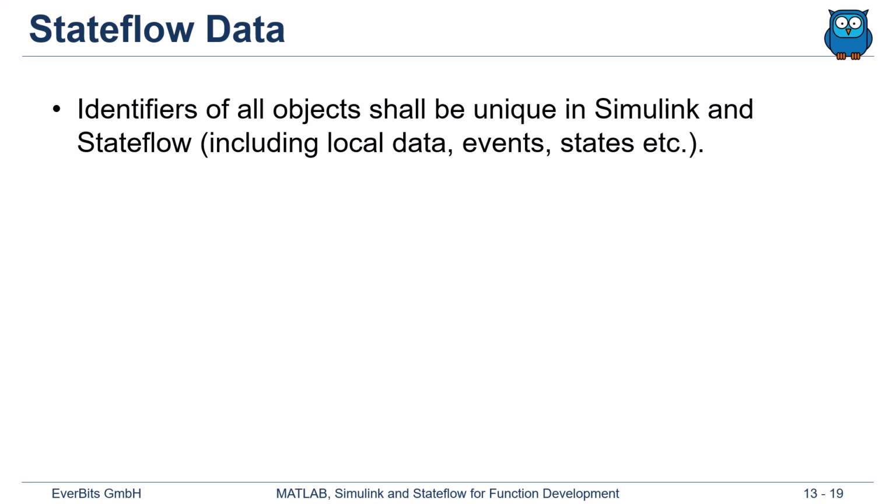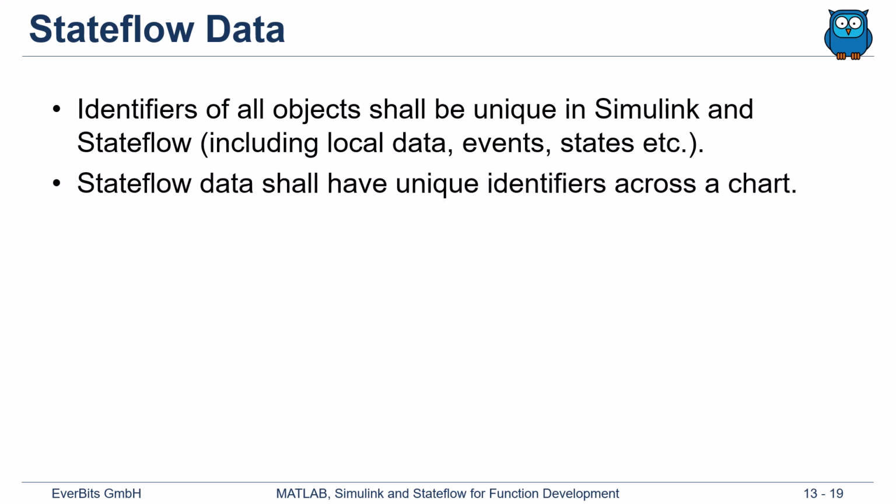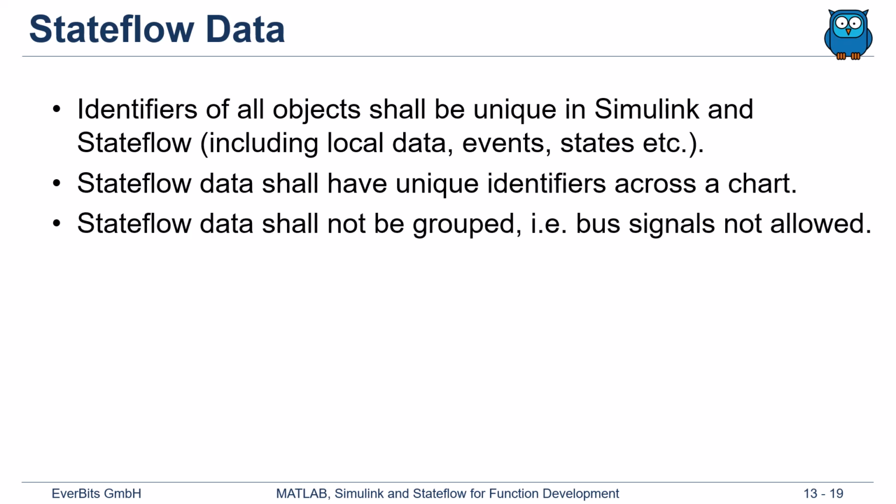Stateflow data. The identifiers of all objects shall be unique in Simulink and Stateflow, including local data, events, and states. Stateflow data shall have unique identifiers across a chart. Stateflow data shall not be grouped. It means you shall not use bus signals. Why is that? Because very complex structures of data will be passed to the Stateflow, and during review, you do not really know what that specific Stateflow unit is good for.